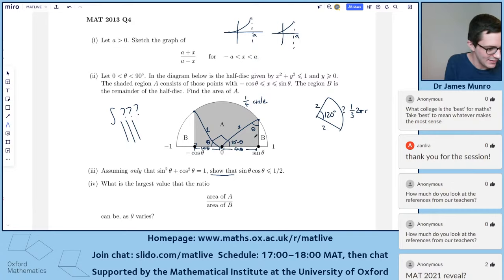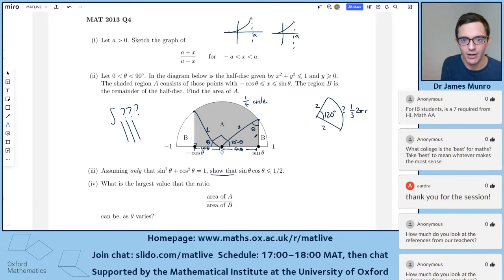7 is required from high level maths. Yes, 7 is required for high level A-level maths for IB. We're wrapping up a little bit, I think.